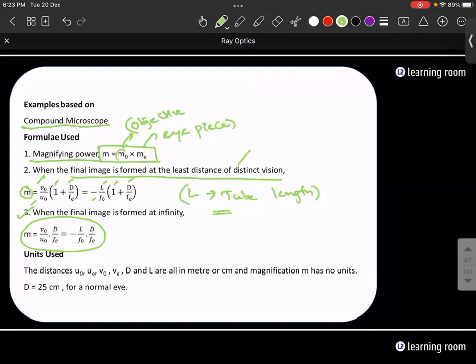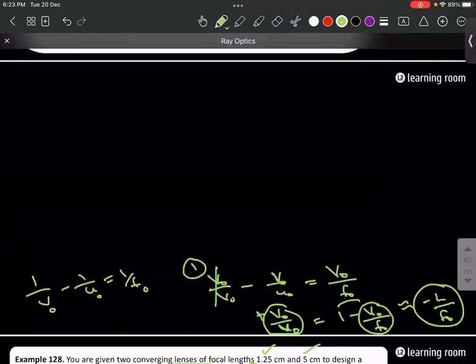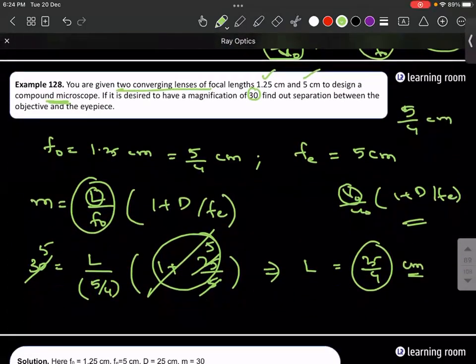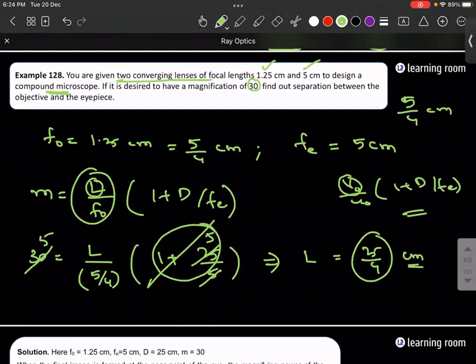Actually, again, the magnification is written as M naught, which is V naught divided by U naught. And V naught divided by U naught is approximately equal to minus L divided by F naught. That L is taken to be the distance between the two lenses. What do you call it? You call it the tube length. So basically, sir, this problem, they asked you what is tube length.